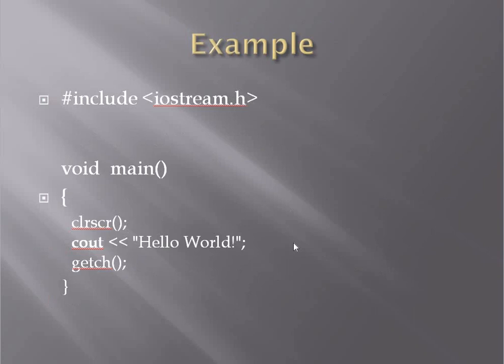For example, #include <iostream.h>, void main, clrscr, cout hello world and getch. It is a complete small program which will be run by the C++ compiler. It will give you the output as hello world, that is, cout using the insertion operator.